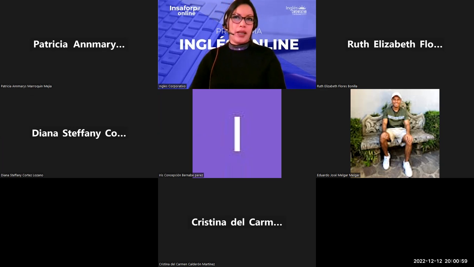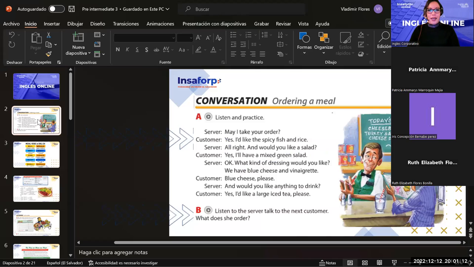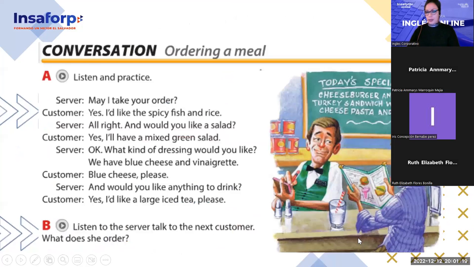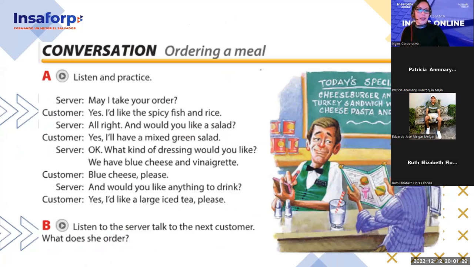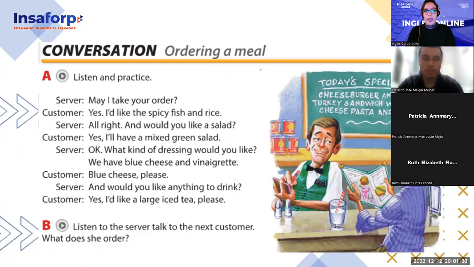The previous one on Friday, we were practicing how to order food, right? Let me share my screen so that you can refresh. Okay, so we practiced this conversation, you remember? Yes, we practiced this in the last session. In this one, we basically were practicing the same thing, how to make requests. In this case, requesting a meal, right? Ordering a meal, which is a kind of request.